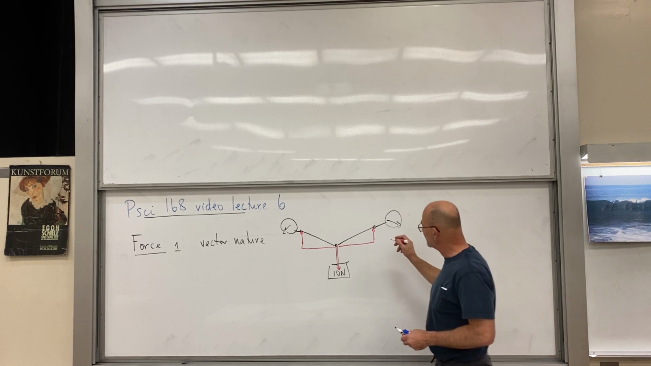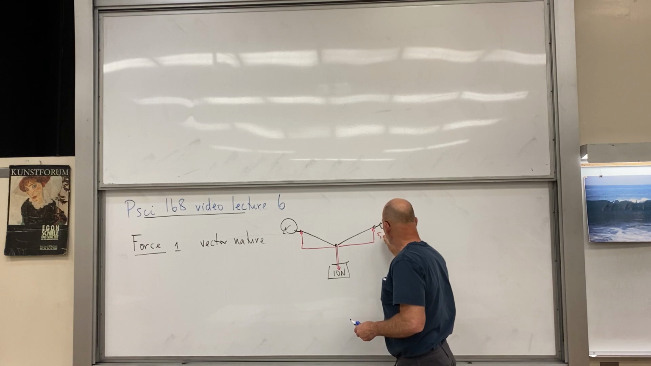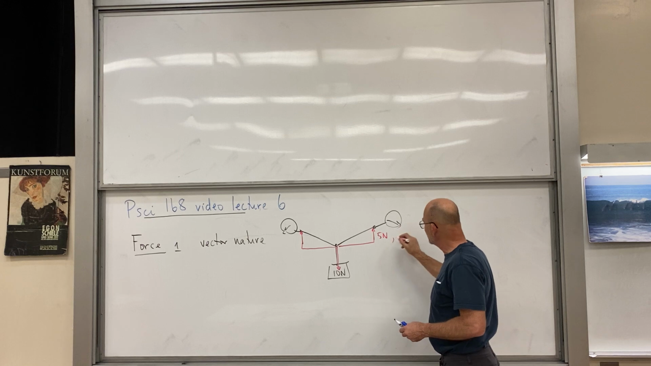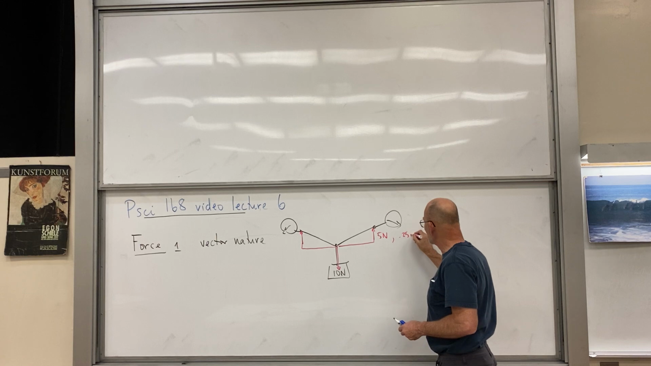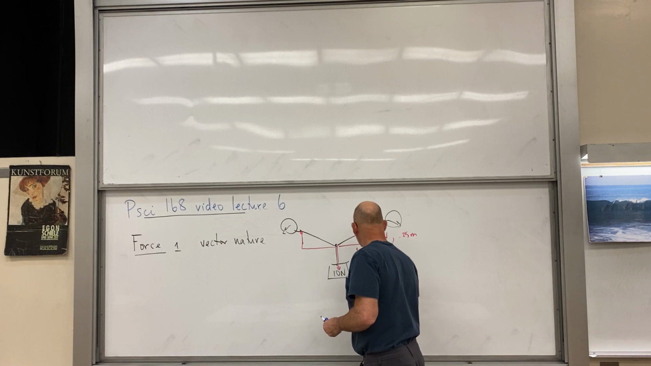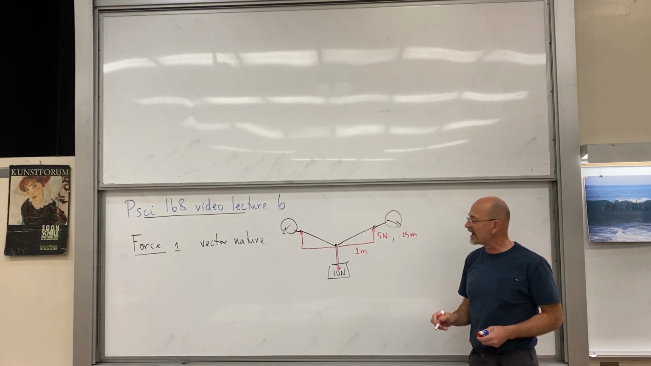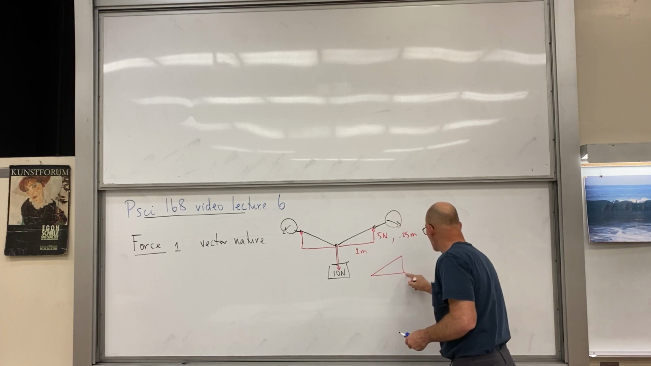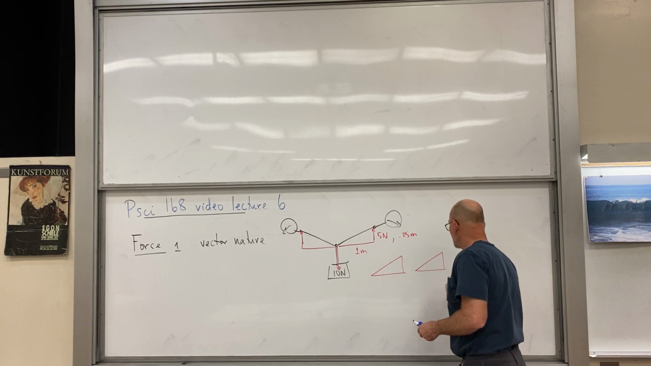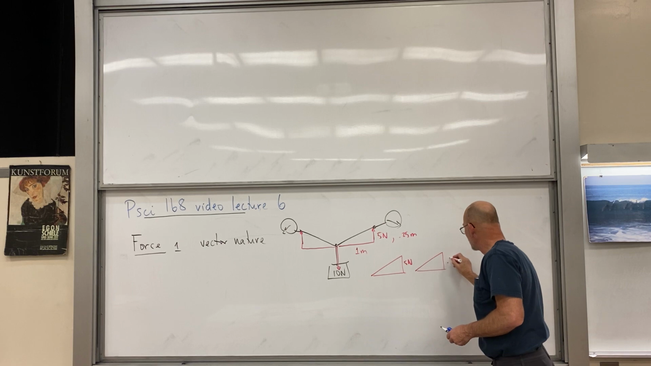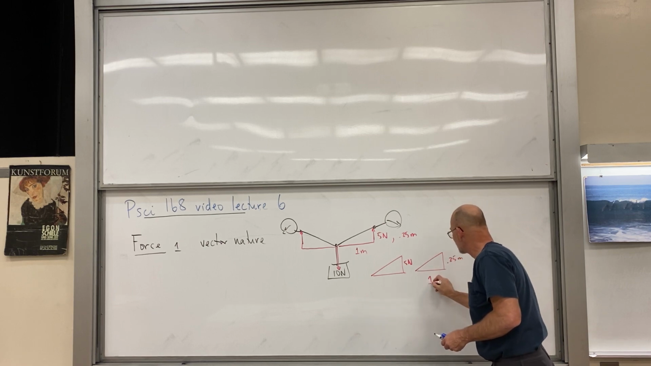So what that means is, if this is symmetric, I've got 5 newtons here, and 0.25 meters, and I've got 1 meter. Okay. So there are two triangles here, and they're both the same. They're similar triangles. So I'm just going to label this one with 5 newtons, this with 0.25 meters, and this with 1 meter.